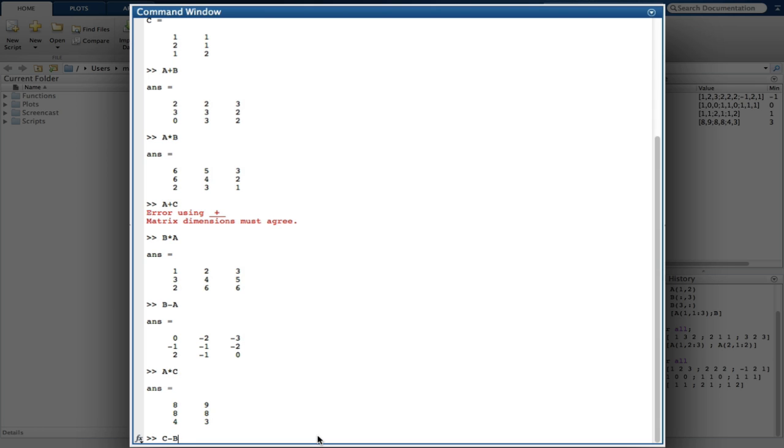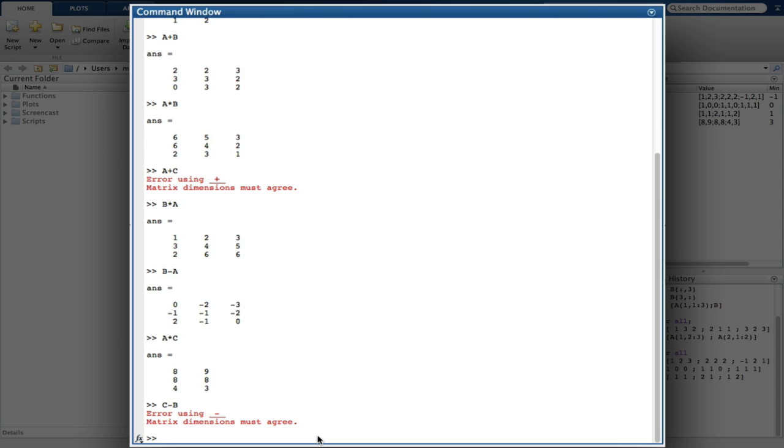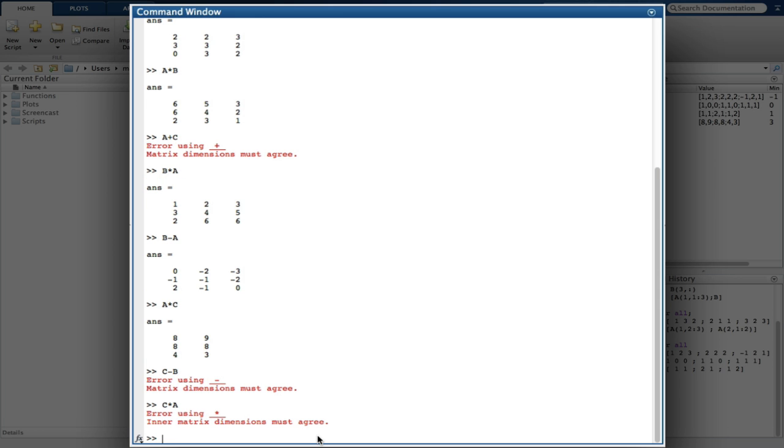C minus B does not work, as you can see, and the last one it asks us to try is C times A, which of course won't work because they are incompatible. There are 2 columns in C, but 3 rows in A, thus leading to this error.